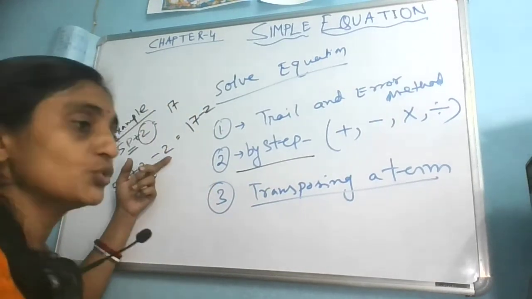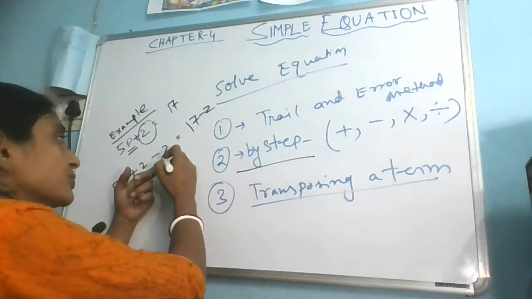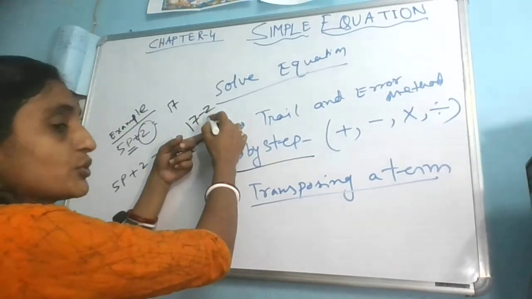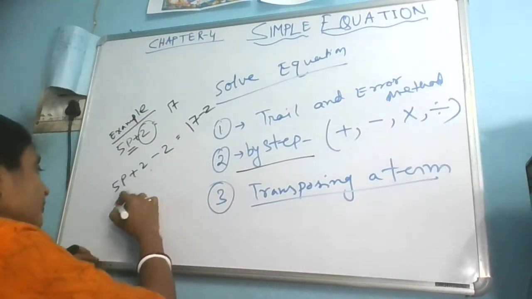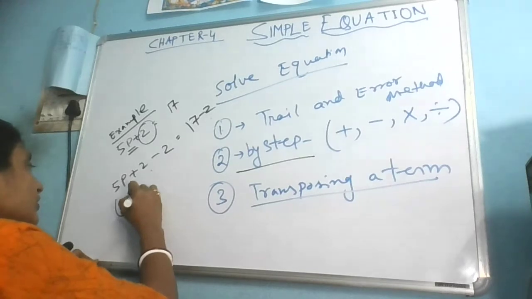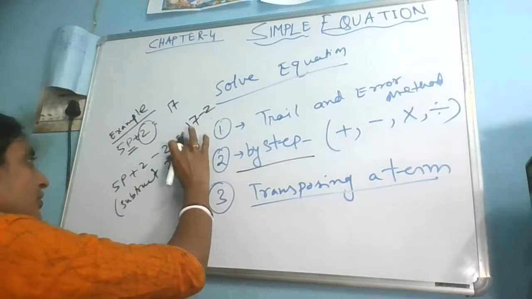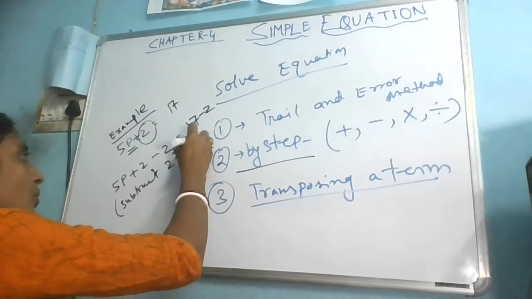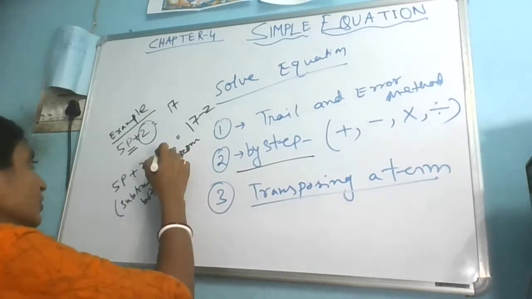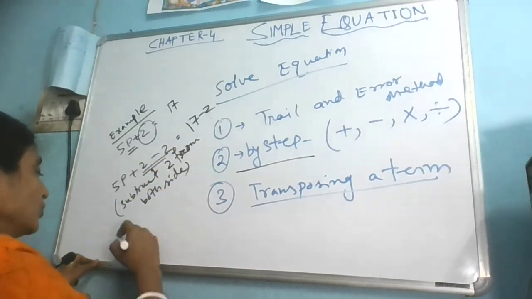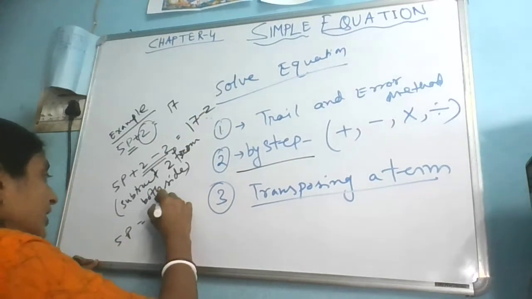If I am subtracting 2 from this one, it is already given equal, that means it is in balance. So if I am subtracting 2 from the left hand side, I have to subtract 2 from the right hand side. So after subtracting 2, here I have to write that subtract 2 from both sides. Okay, so after subtracting this one, you can see here that 2 and 2 will be cancelled. So I am getting 5p equal to, after subtracting this side, 15.